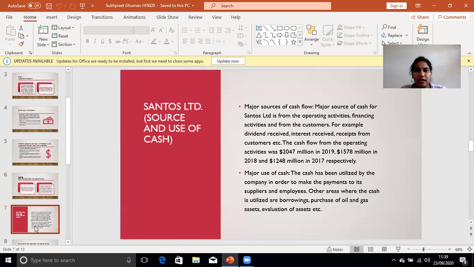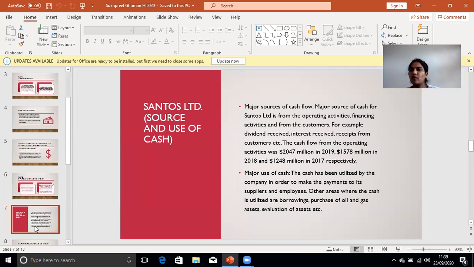And now we will explain about the Santosh Limited and its source and use of cash. Major source of cash flow. The major source of cash for Santosh Limited is from the operating activities, financing activities, and from the customers. For example, dividend received, interest received, receipt from the customers, etc.